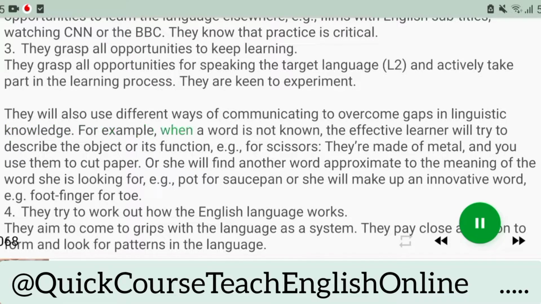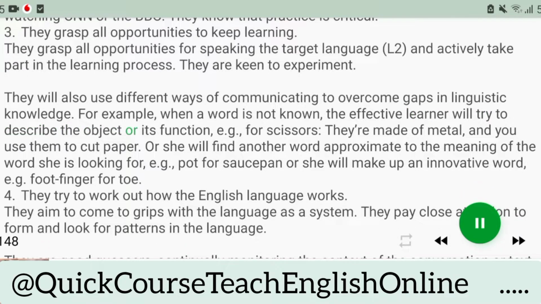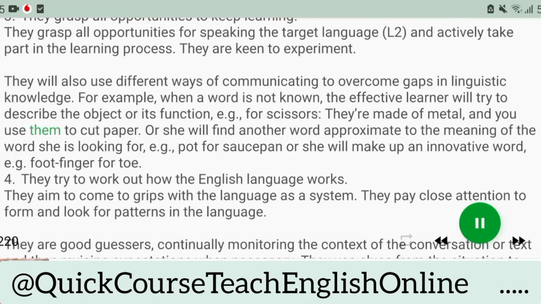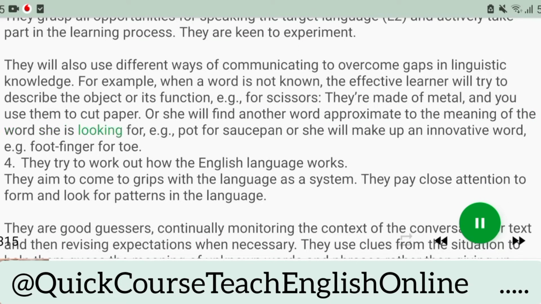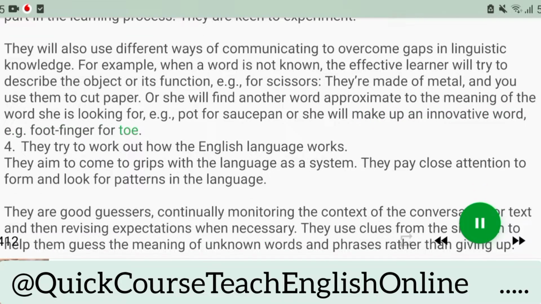For example, when a word is not known, the effective learner will try to describe the object or its function, e.g., for scissors, they're made of metal, and you use them to cut paper. Or she will find another word approximate to the meaning of the word she is looking for, e.g., pot for saucepan, or she will make up an innovative word, e.g., foot finger for toe.